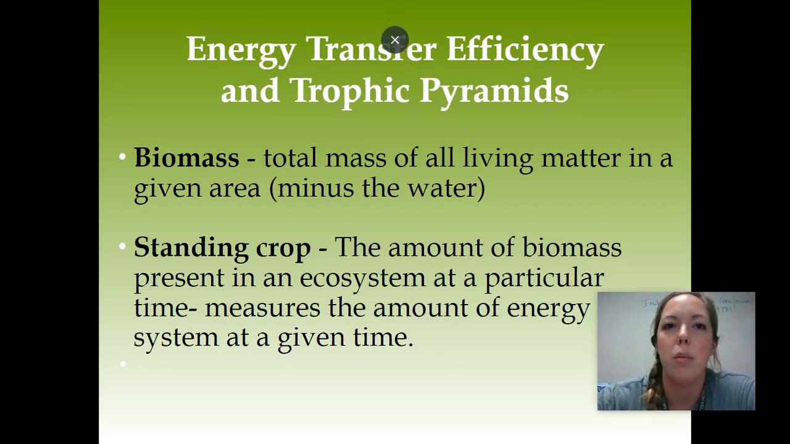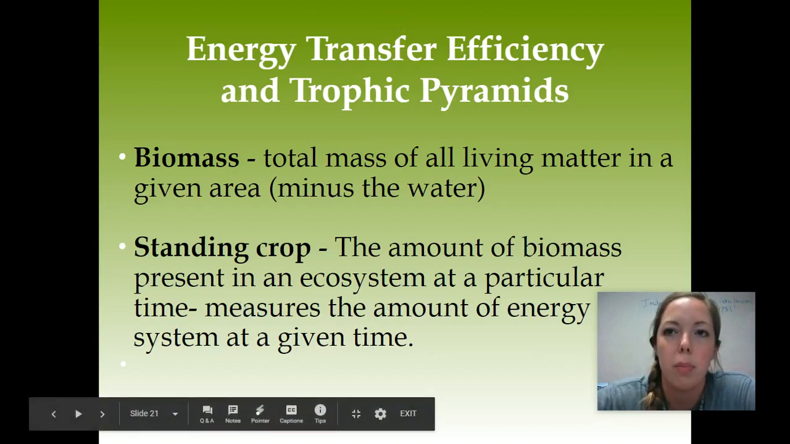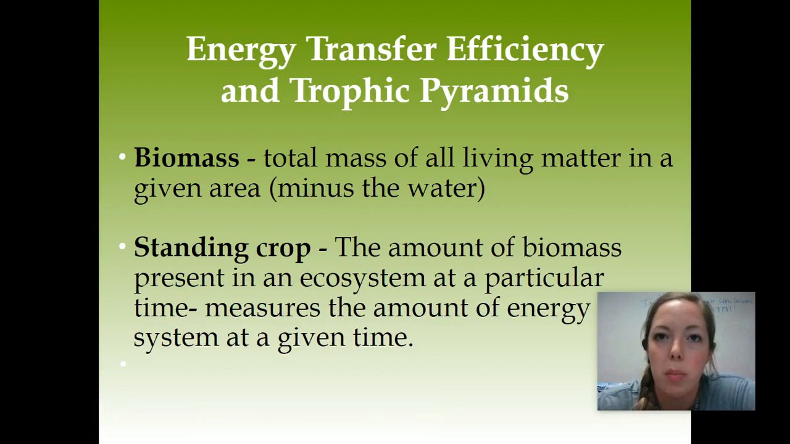Okay, so the amount of biomass present in an ecosystem at a particular time is this vocab word you guys should be familiar with. It's called the standing crop. All right, it's important that we differentiate between standing crop, which is measuring the amount of energy in a system at a given time, from productivity, which is measuring the rate of energy production over a span of time.